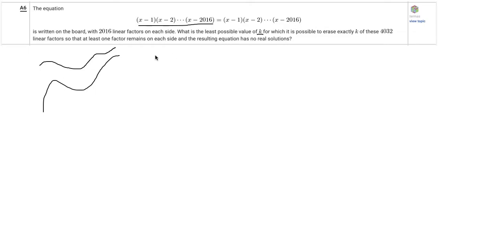So when it's x minus 1 alone, it's pretty obvious, because we have to remove one of the factors. So we remove this one. Oh, it doesn't even make sense in this case, because if you erase one factor, then no more factors remain on either side. So let's look at a different case. How about the (x minus 1)(x minus 2) case?